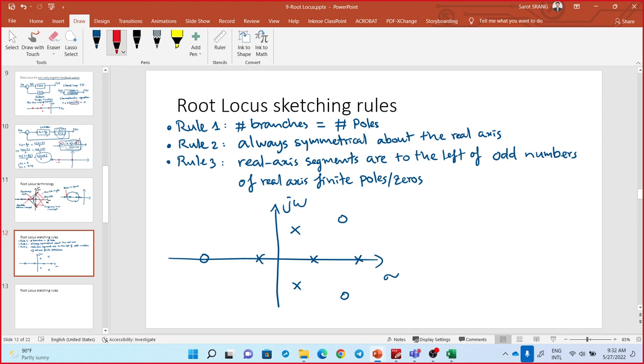Okay, I'm going to draw the root locus in red. Real axis segments are to the left of an odd number of real axis finite poles and zeros. So this is real axis finite pole number one, this is number two, this one number three, this one number four. This statement means all the real axis segments must be on the left of an odd number. Number one is odd, so the real axis segment must be around here and also around here, because number one and number three are odd numbers.